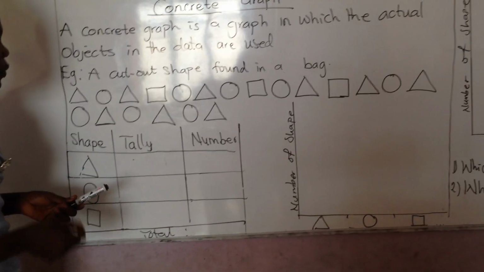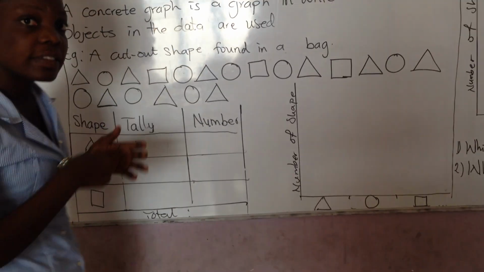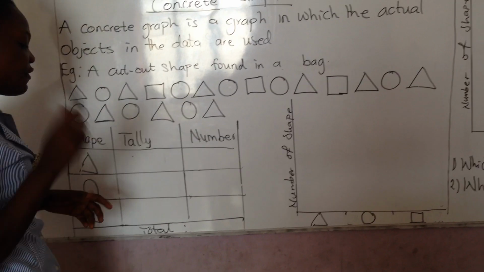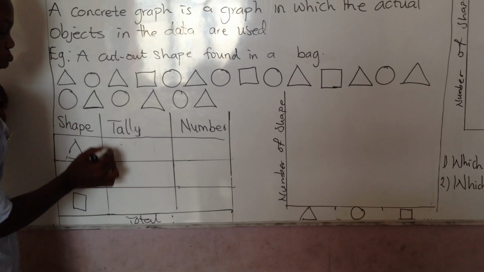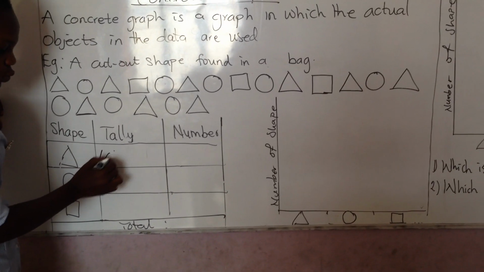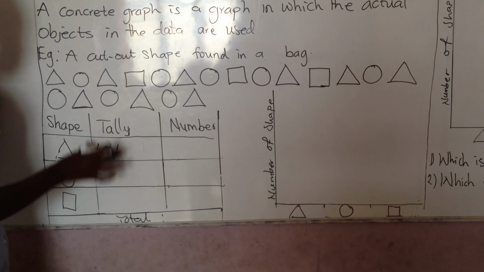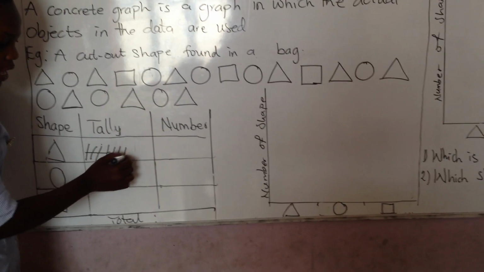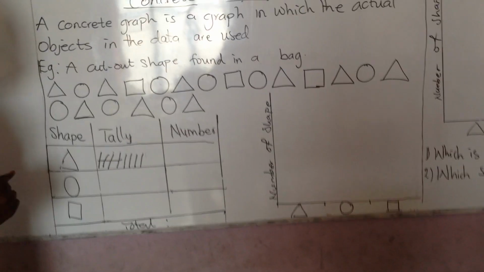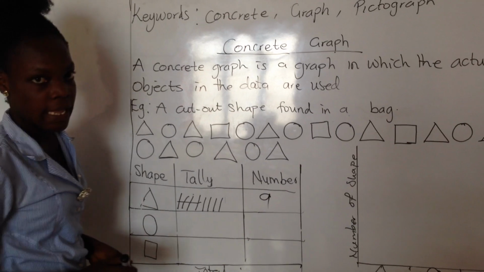And I said last week that when you are putting the tally, the fifth stroke, you use it to cross the first 4. So we have 9 triangles here. We put it in the tally chart. 1, 2, 3, 4, 5. So this is how your 5 is going to look. Then we continue with 6, 7, 8, 9. So this is how the tally is supposed to look, and then the number 9.